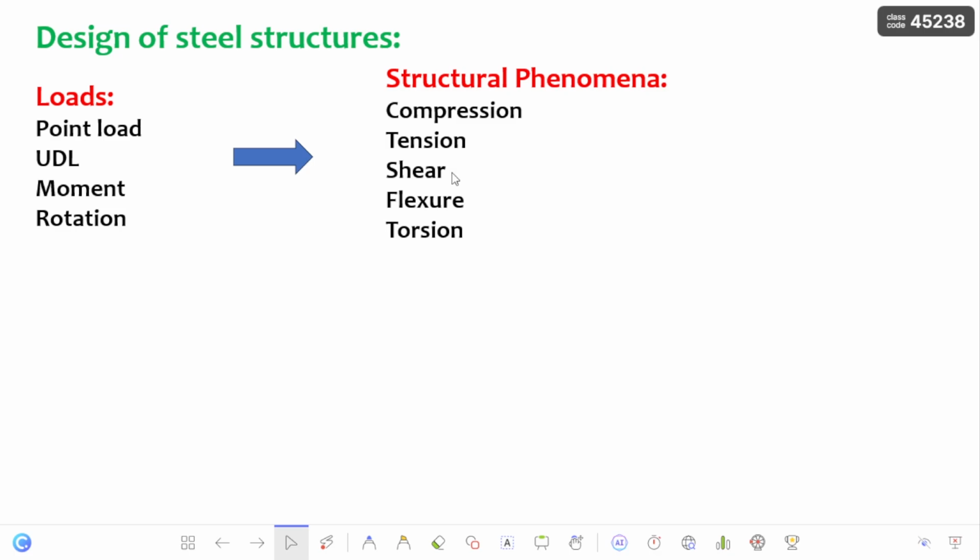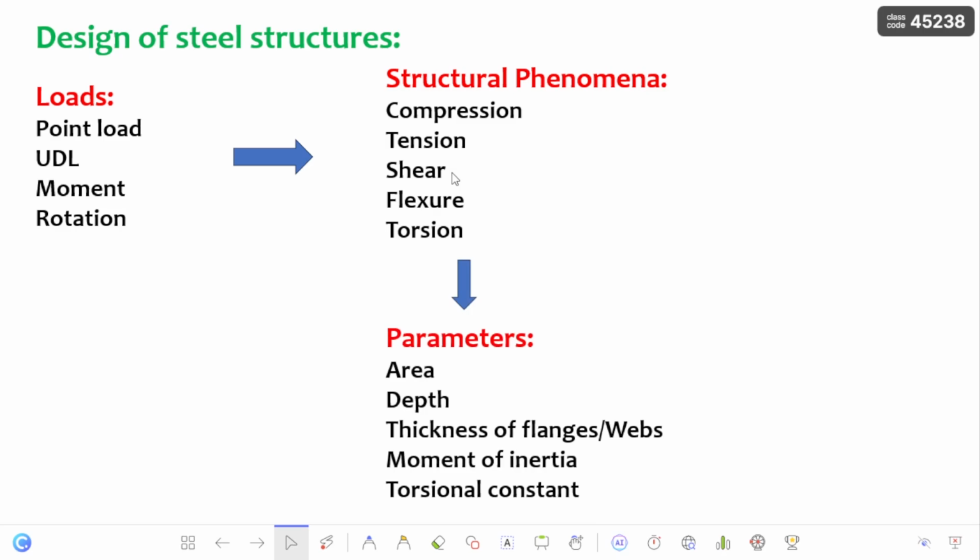Now, you are a designer. You have to design a cross section which will be able to carry the load within the possible area only. Now, what are the parameters which play an important role in the cross section? Those are area, depth, and thickness of flanges or webs. Based on the variation of these three parameters, you are going to get moment of inertia and also torsional constant. Now, you are a designer. What is your responsibility? You should be able to come up with a solution which has the least area, depth, and also least thickness of the flanges and webs.